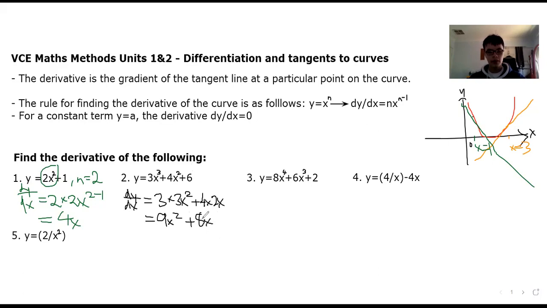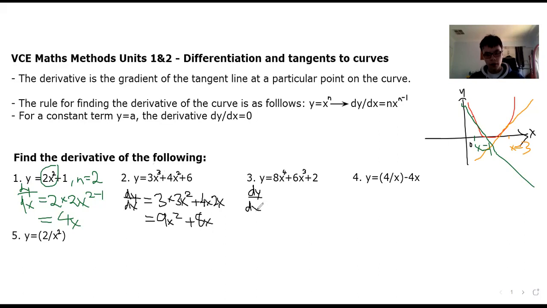So again, this shouldn't be too difficult, but just focus on each of the terms. Just find the derivatives of each of the terms first, and then you can add the rest of them up. So hopefully that should make sense. So next one, y equals 8x to the 4 plus 6x to the 3 plus 2.